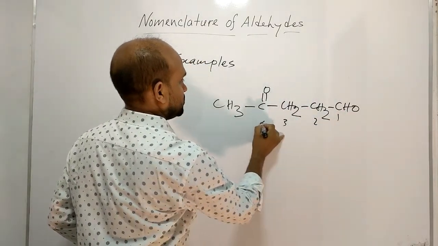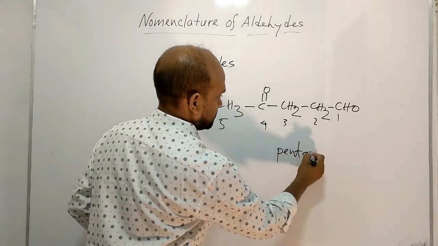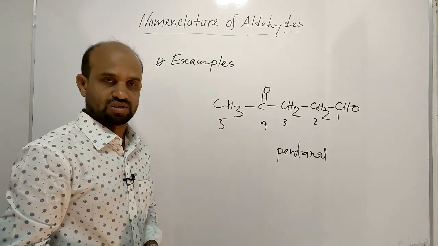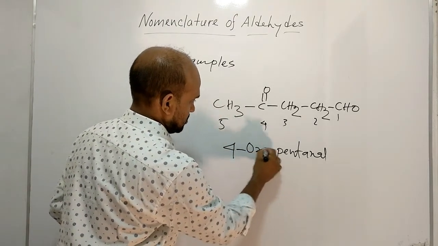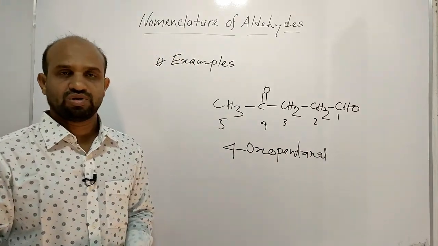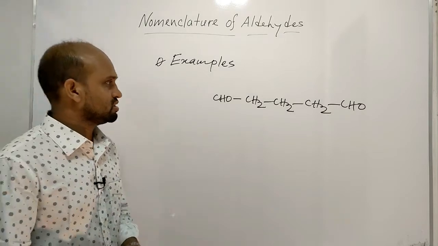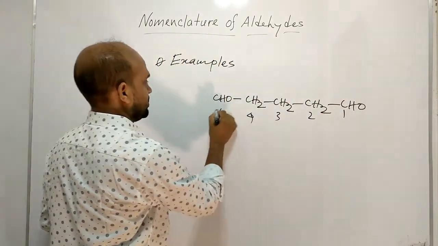The name of this compound is 1, 2, 3, 4, 5 pentanal, and at carbon 4 oxygen. So 4-oxo pentanal.